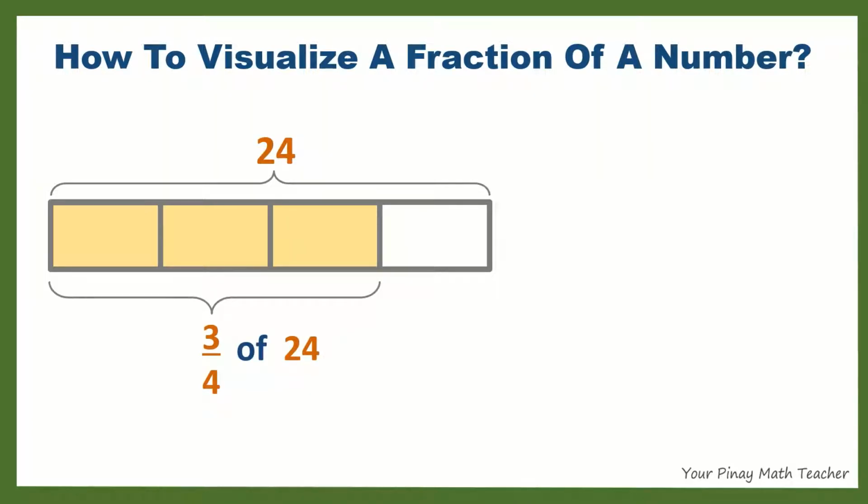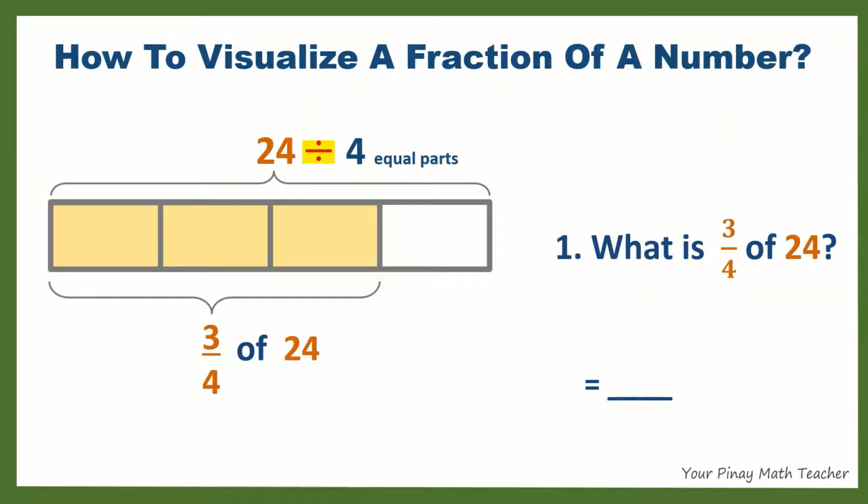If the whole rectangle is 24, then what is 3/4 of 24? Based on the illustration, 24 is equivalent to 4 equal parts, so we can divide 24 by 4. The answer is 6. So each equal part is equivalent to 6. So since we are asked to give 3/4 of 24, then we will add 6 three times, or we multiply 6 by 3, which gives us 18.